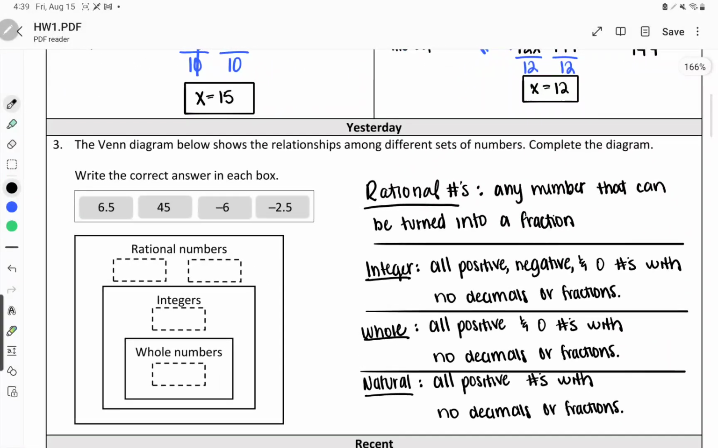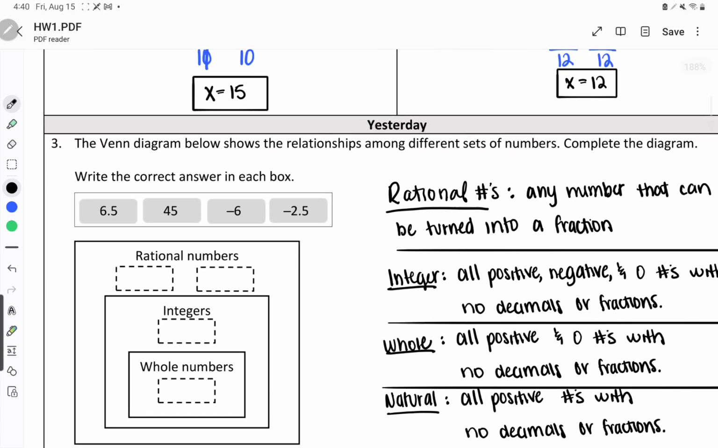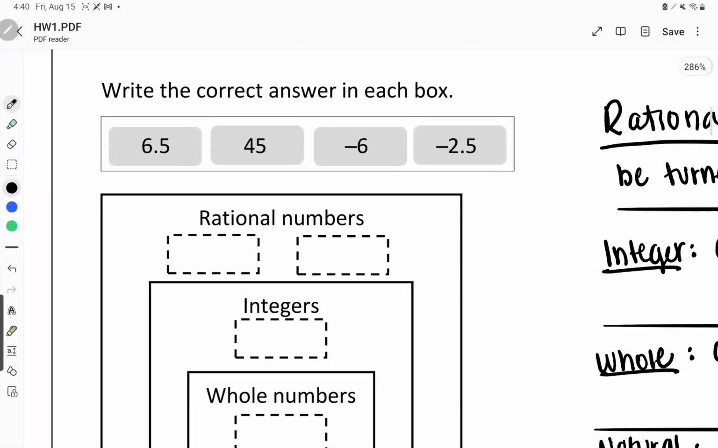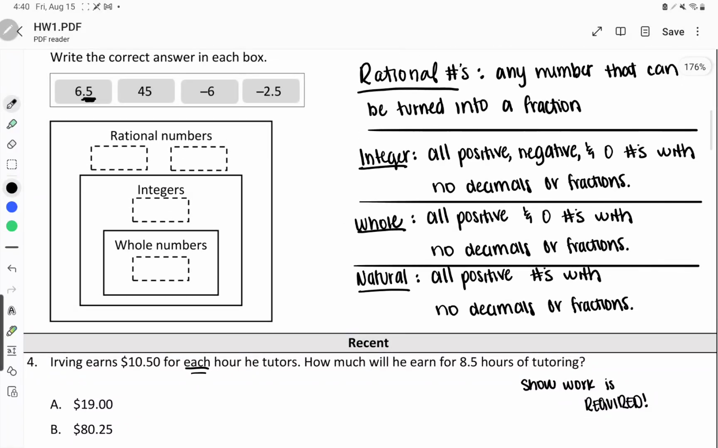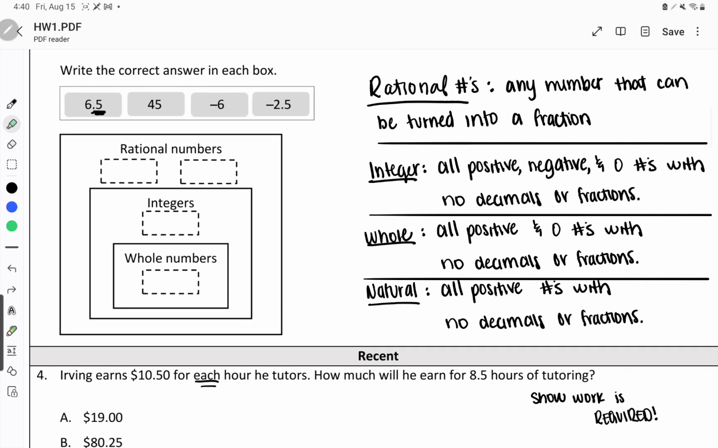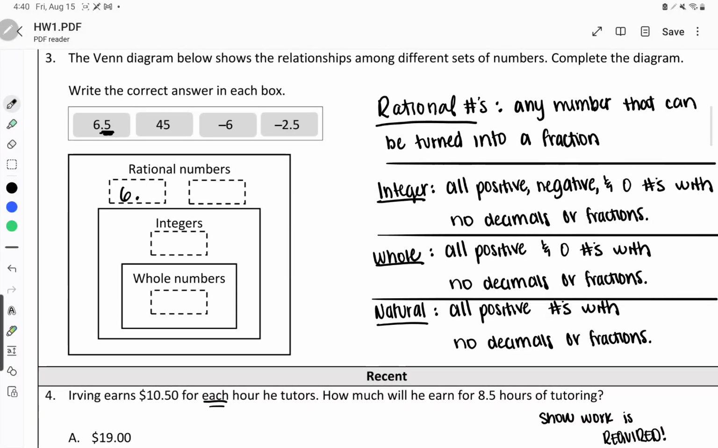This one says the Venn diagram below shows the relationships among different sets of numbers and to complete the diagram. So we have rational numbers, integers, and whole numbers. This is really similar to what we did in 6th grade. So I'm going to look at each of my numbers and I'm going to classify them. So 6.5, how would you classify this? Because 6.5 has a decimal, the only thing that's allowed to have a decimal is rational numbers. All the other ones say no decimals in their definitions. So this would be 6.5.